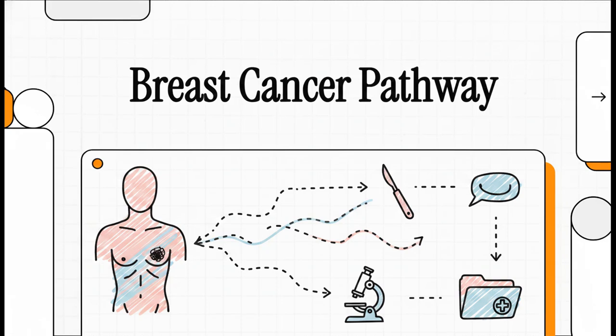Welcome to this explainer. Today, we are going to unpack the incredibly dense, complex clinical pathway of breast cancer. We're going to take you all the way from basic human anatomy right through to advanced surgical treatments. And we'll be doing all of this by looking directly at structured medical notes and real clinical data.